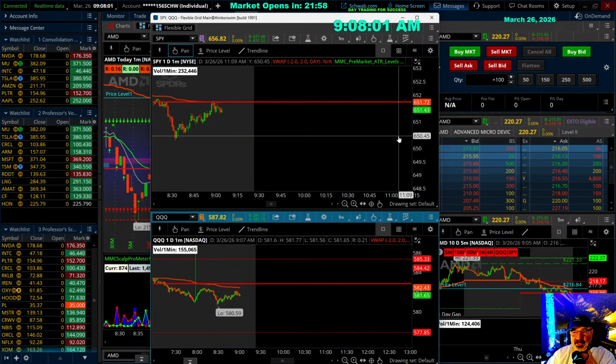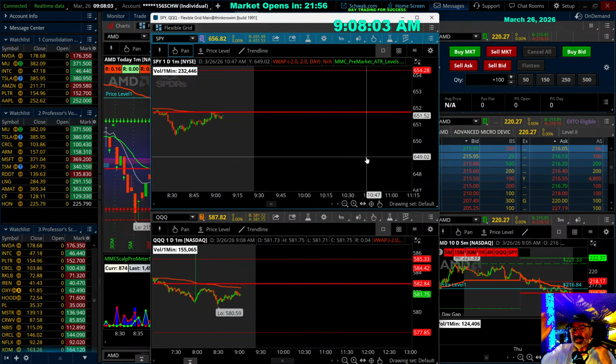Now, why are these ATR levels on here? And what is an ATR? It's the average true range of the stock predicted for the day over a 14-day period. Welles Wilder, a mathematician, came up with this many years ago.